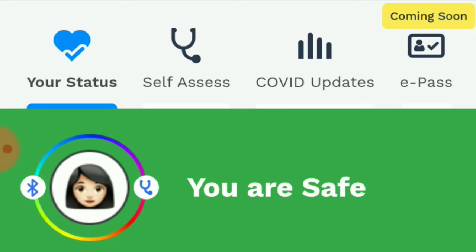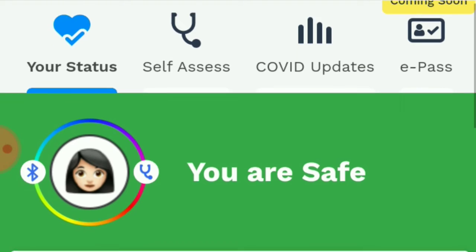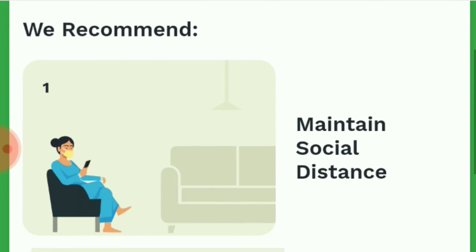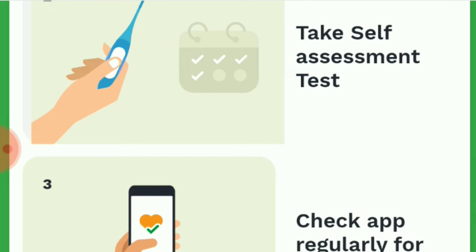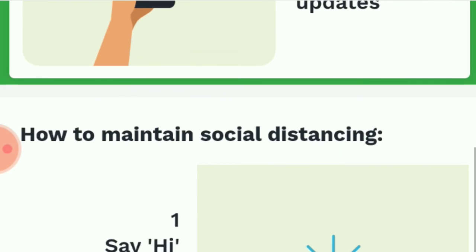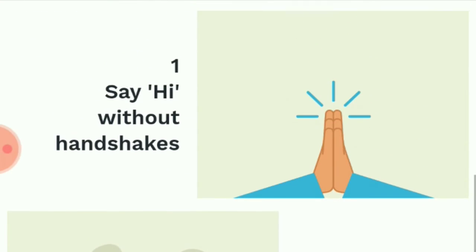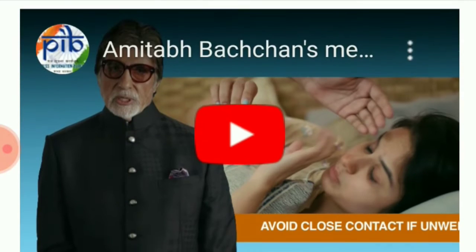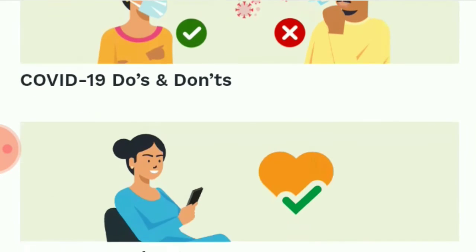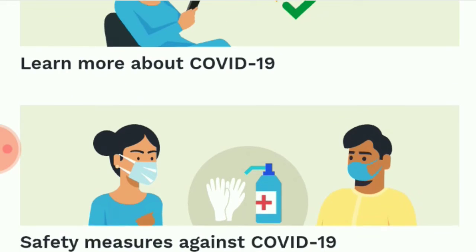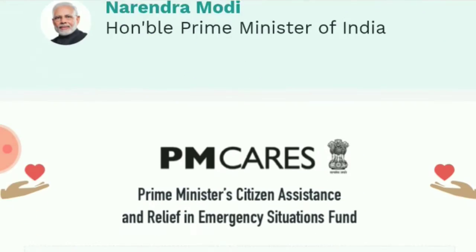Next, recommendations are given: maintain social distance, take the self-assessment test, check the app regularly for updates, how to maintain social distancing. So here they have given a few points. Next, COVID-19 do's and don'ts. Learn more about COVID-19, safety measures against COVID-19.